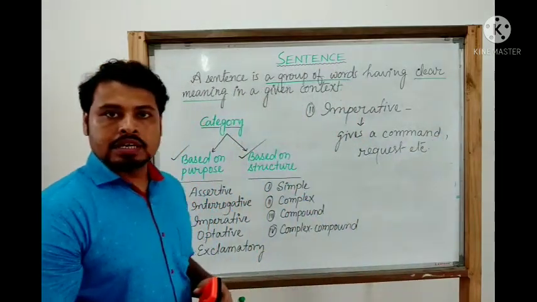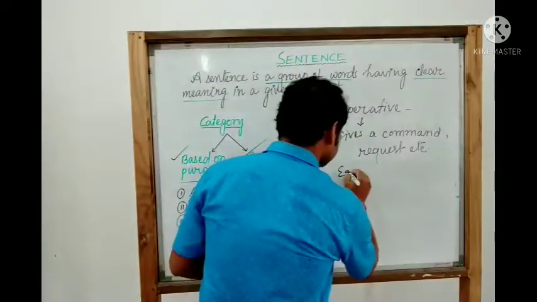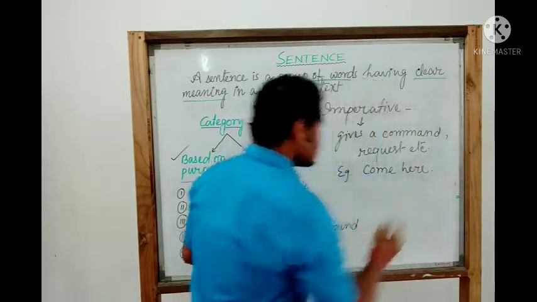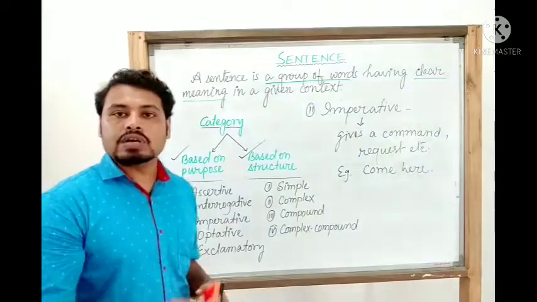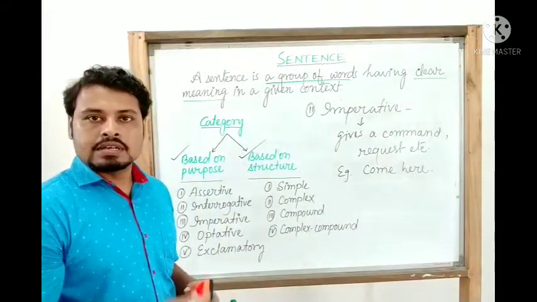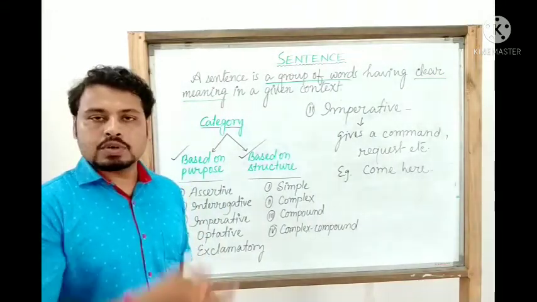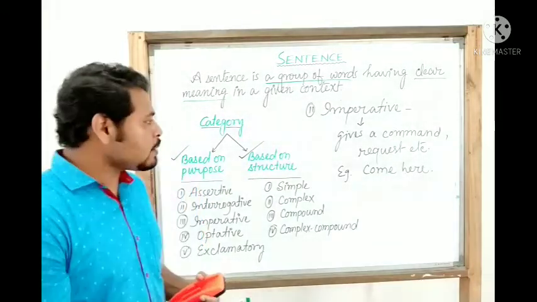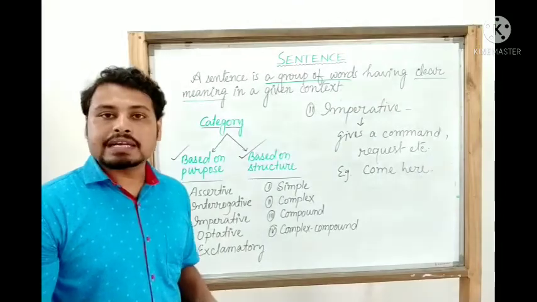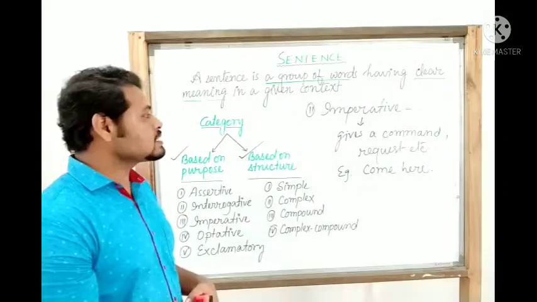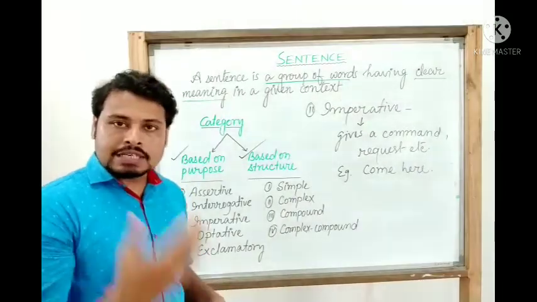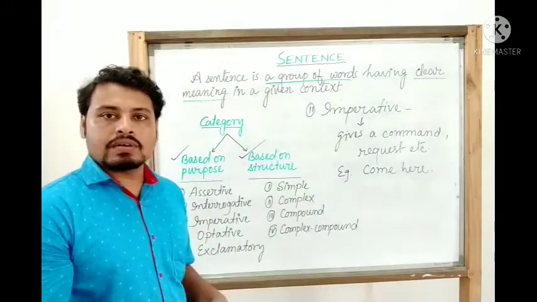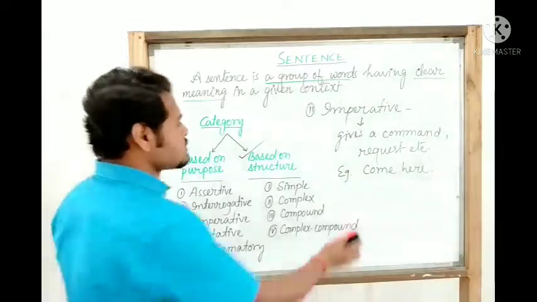For example, if I write, come here. So this is something in commanding tone. Come here. Sit down. Go there. Close the door. These type of sentences are imperative sentences that signify or give a command or a request.